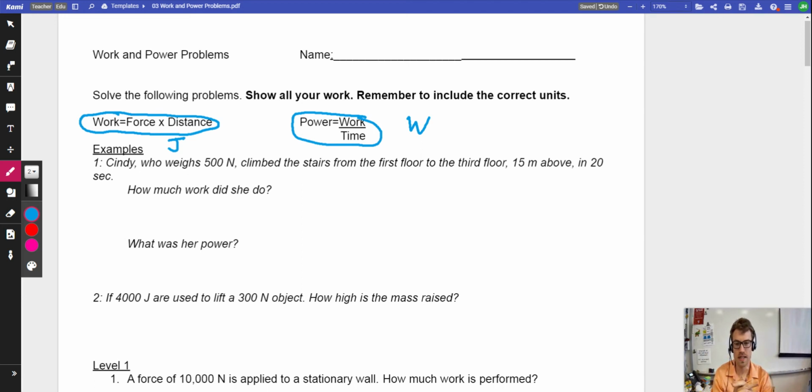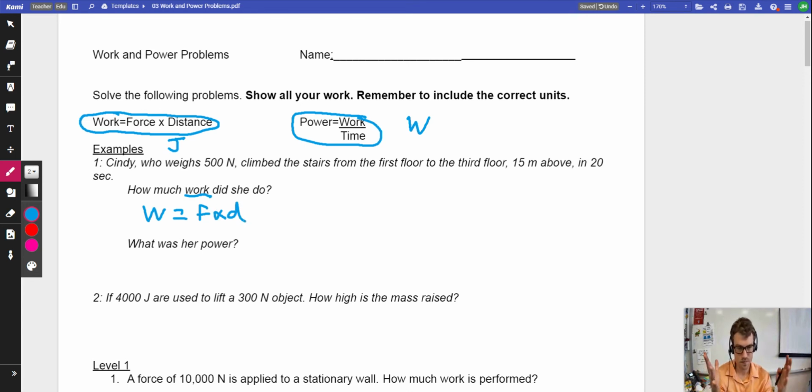So let's take a look at our couple example problems here. For the first one, we have Cindy, who weighs 500 newtons, climbed the stairs from the first floor to the third floor, which was 15 meters above in 20 seconds. How much work did she do? And then what was her power? So we've got two different questions here. On the first one, we're trying to find work. And when we're trying to find work, we need to be using our work equation. So work is equal to force times distance.